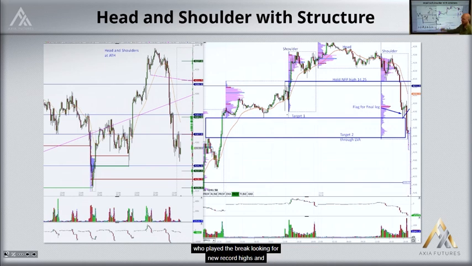Those who played the break looking for new record highs and continuation, all of a sudden have that taken away from them. The break below 14 quickly moves you down towards 08, which was the previous record high, comes in around here, and you can then get that acceleration through 08, flag, continuation of move down. So it enables you to very quickly change your view as to what's going on. This is a break to record highs, but it's got the structure to fail.